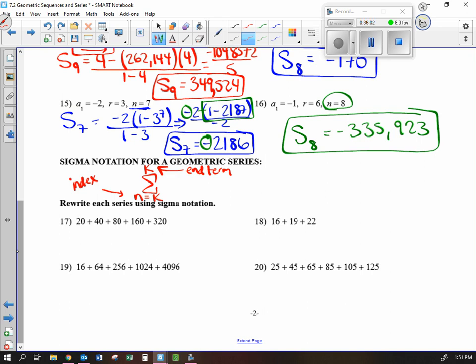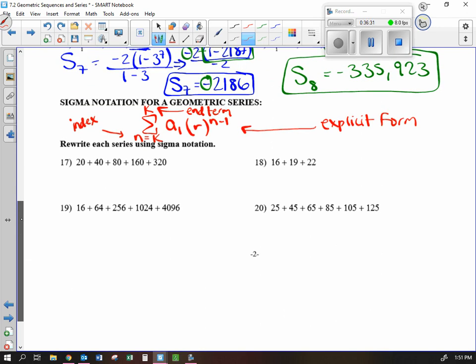And then we're going to write our explicit form here. So from the flip side, remember, it was a sub 1 times r raised to the n minus 1. And that would be our explicit form. And we wrote that on the front side of these notes. So moving down, rewriting each series using sigma notation, 17 through 20. Let's do that now. Pretty straightforward, but let's make sure we got this straight.